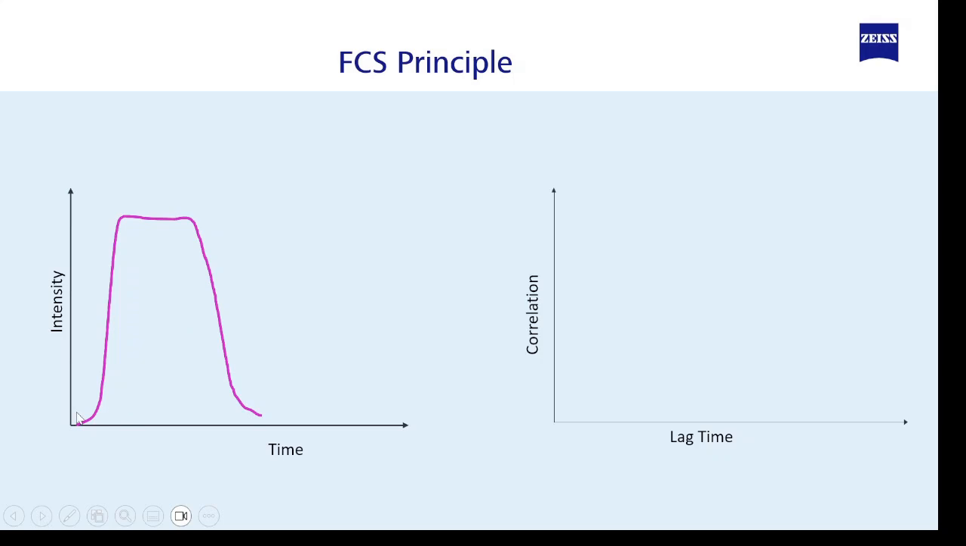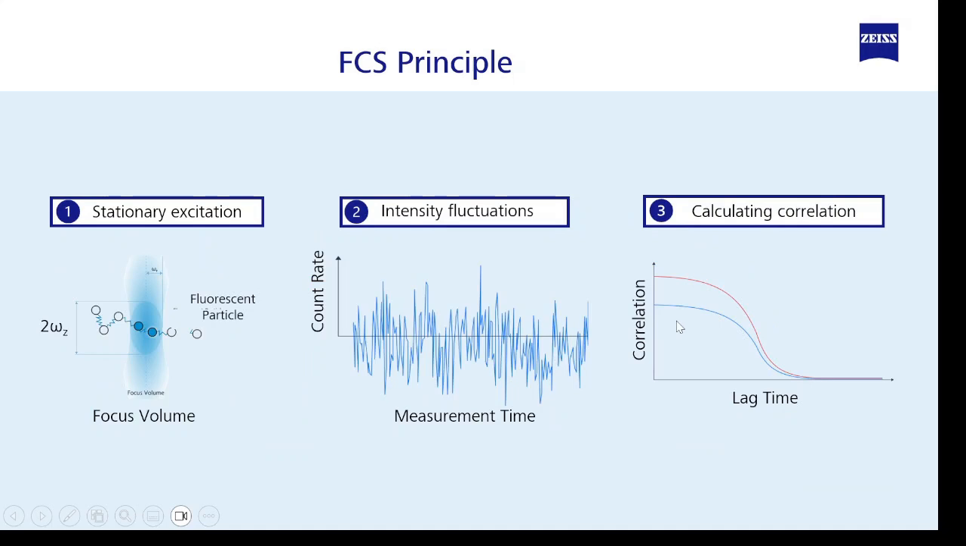Let's imagine the intensity trace looks like this. For the autocorrelation, we duplicate this intensity trace and compare it with itself by shifting in time. At the beginning, the similarity is very high, but when we shift in time, the similarity becomes less and less. At a certain time point, it will drop to zero. From this correlation curve, we can already get a lot of information.